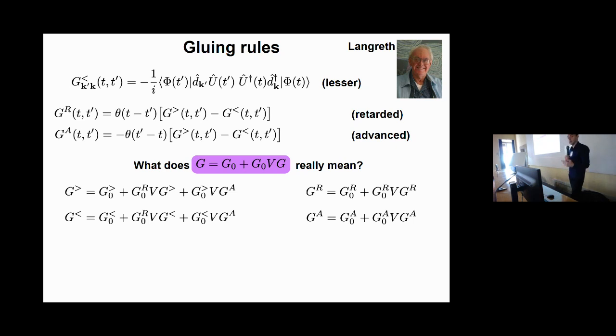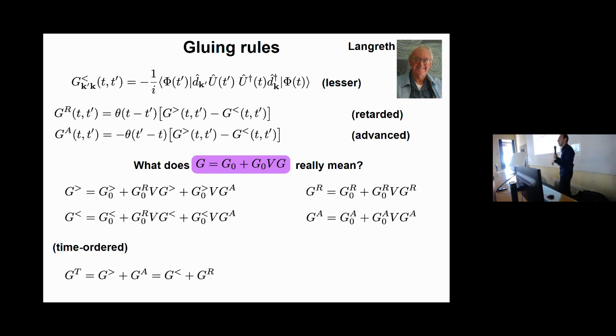Of course, as I said before, once you know the greater and the lesser, you know also retarded and advanced. So if you take these two equations here and take the difference, you find this equation that is much simpler now for the retarded component. Typically one says that the retarded or advanced Dyson equation is much easier because it contains only retarded objects. Instead, the greater and the lesser Dyson equations contain a mixture of the objects.